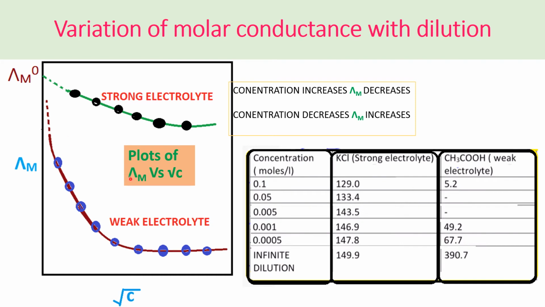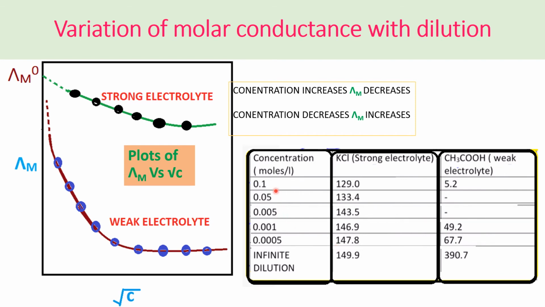Here you can see the behavior of a strong electrolyte and a weak electrolyte on addition of water, in terms of molar conductivity. Let us see the molar conductivity of two electrolytes here, that is KCl and acetic acid. KCl is a strong electrolyte and acetic acid is a weak electrolyte. This table is only for understanding. You do not have to learn these values.